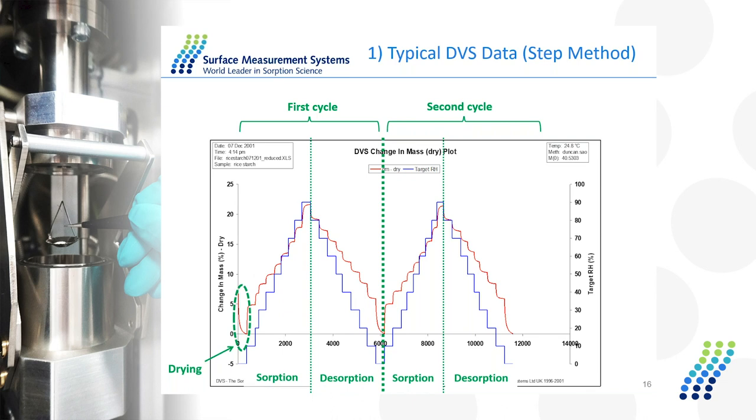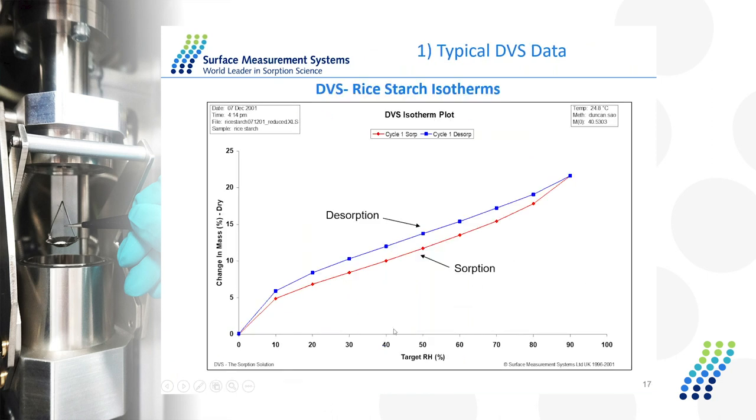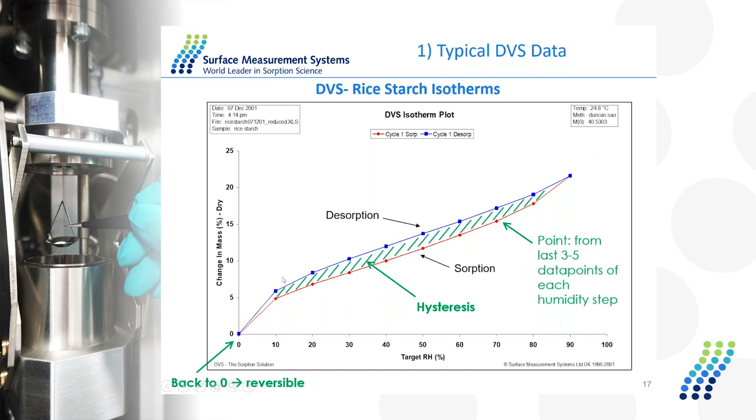So here is the mass plot for the sample, showing the change of mass with time. And if we get the change of mass at the end of each stage and plot it against the relative humidity, then we will get the isotherm plot for this sample. And this is a sorption-desorption isotherm. And the desorption is going back to zero, which means it's a reversible process. And the uptake at 90% RH is quite high, above 20%.